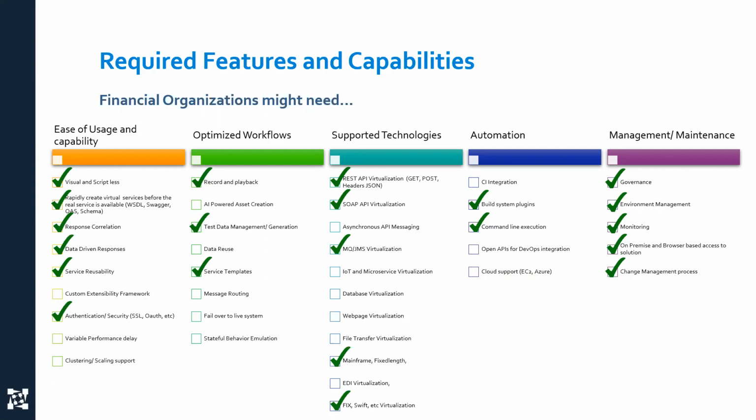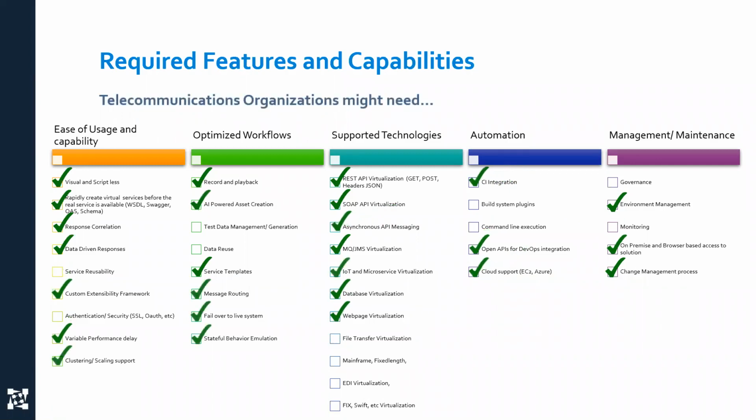So these may be the things you're looking for when you're in a financial organization, but it could be completely different if you're in a different type of organization. So for example, in telecommunications, you may be more interested in performance testing. Make sure that streaming things work. And so things like variable performance delay and validating that your virtual services can be clustered and scale appropriately to emulate the performance of your real systems may be a critical piece to you.